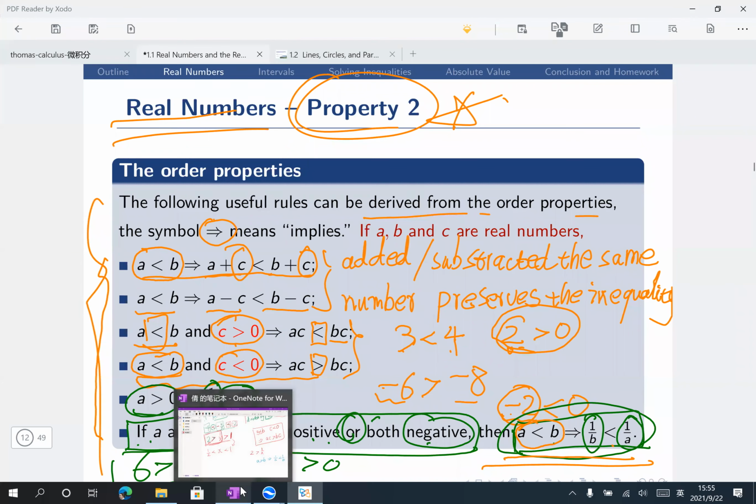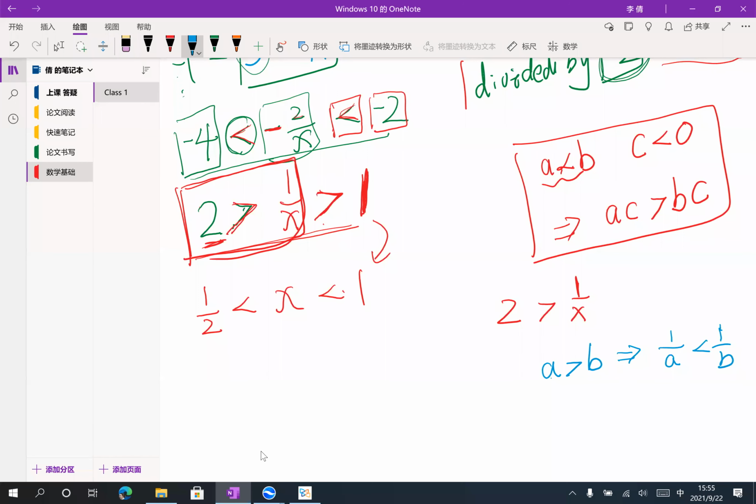So let's see this. If A is larger than B, then we will get 1 over A is smaller than 1 over B. And from this property, we can get: if 1 over 2 is larger than 1 over X, then 1 over 2 is smaller than X, right?